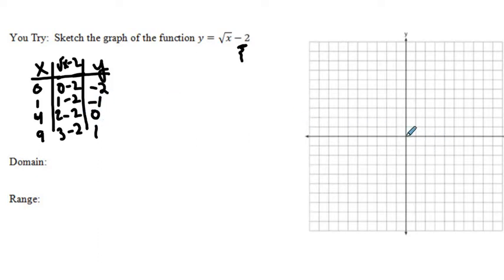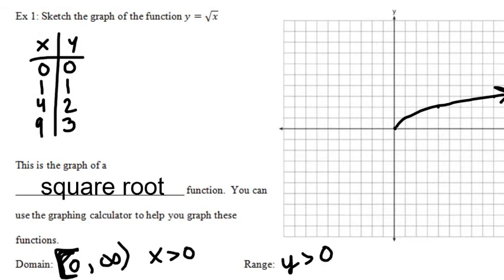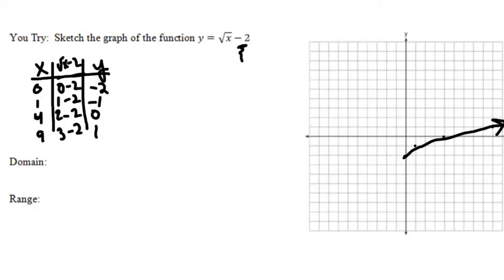Let's go ahead and graph those. So 0, negative 2, 1, negative 1, 4, 0, and 9, 1. So we have the same shape, but something has happened. If we flip back and forth between these two, we can see it's the same shape, but this graph has moved. What do we call that move? We call that a shift, specifically a vertical shift down.